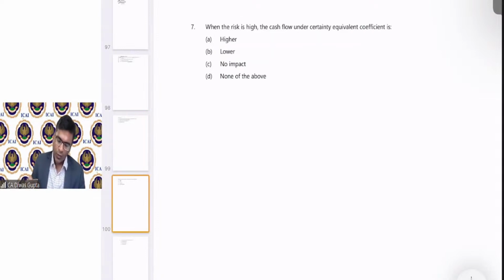Then let's move to the next question. When the risk is high, the cash flow under certainty equivalent coefficient is. Yes, this is a tricky question. So students, please do think and then answer. This is a question on CE equivalent. So what do you think? When the risk is high, the cash flow under certainty equivalent coefficient is. What will it be?